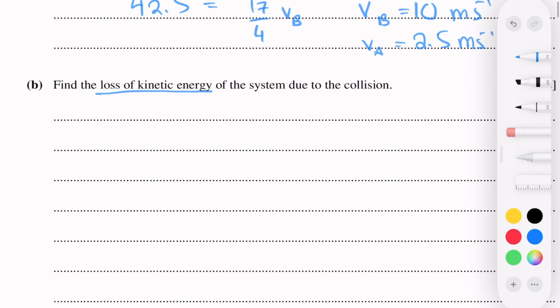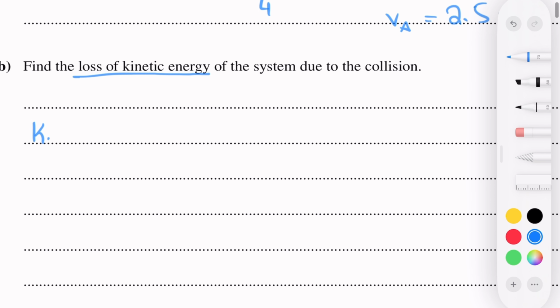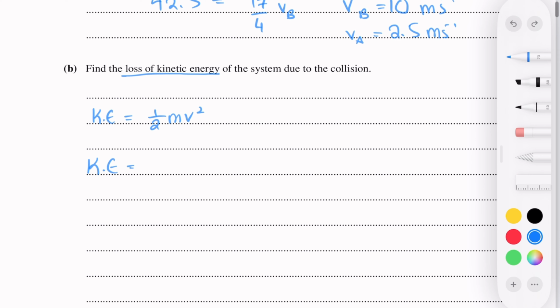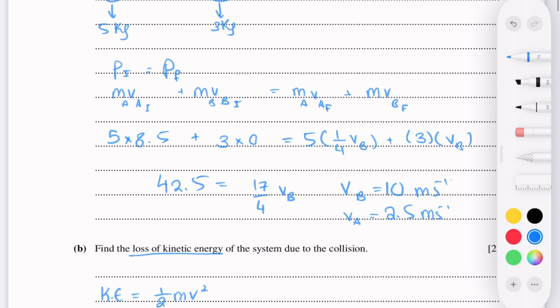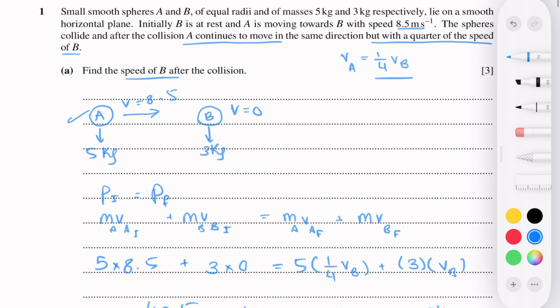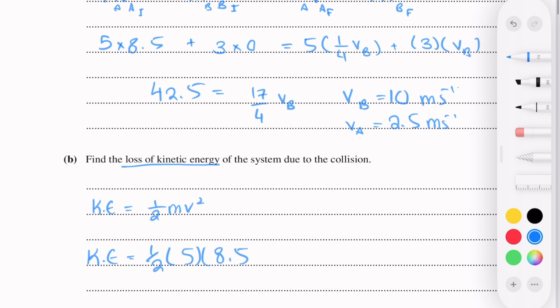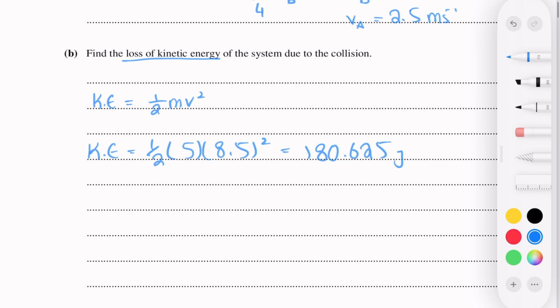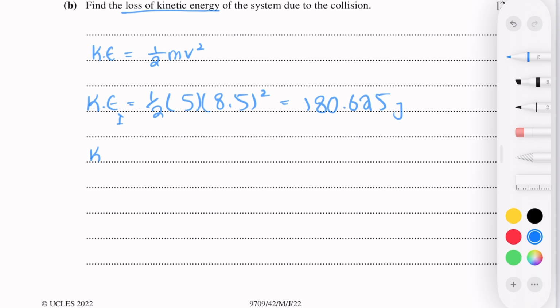So the initial kinetic energy was equal to what? In general, kinetic energy equals 1/2 mass times velocity squared. Initially A was moving, so the kinetic energy was just of A, and so it was 1/2 times its mass 5, and its velocity, which was 8.5 meters per second, 8.5 squared. That's the initial velocity, and it's going to turn out to be 180.625 joules.